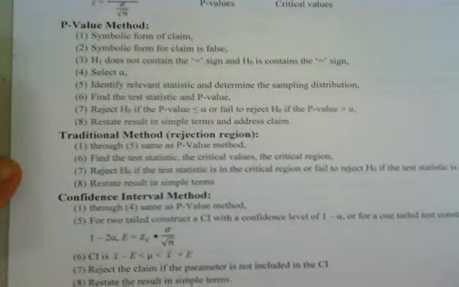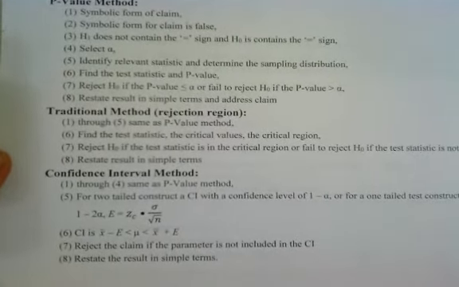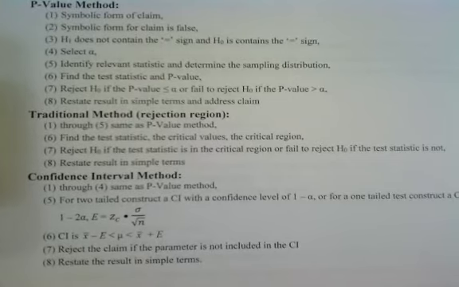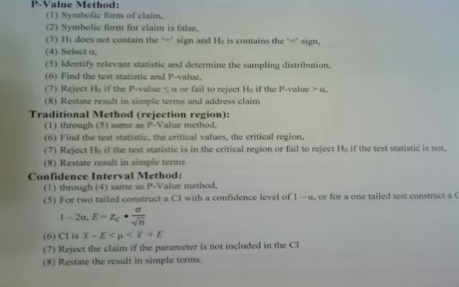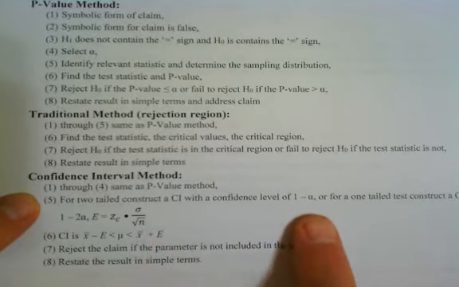And then finally, while this is not given to you in the section, there is the confidence interval method. Basically, you build a confidence interval, and we did that in an earlier chapter. The beginning part's all the same. We're still going to do the symbolic form of the claim. We're still going to make our hypotheses. We have to figure out, is it two-tailed or one-tailed? We want to construct a confidence interval with a confidence level based on alpha.